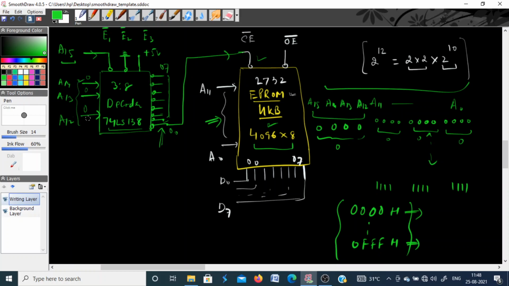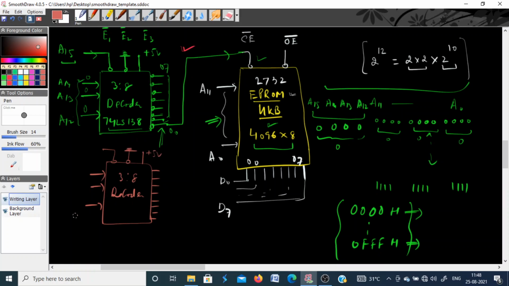This is what we have discussed in memory mapping. The address can be changed by using a different logic circuit for this chip enable. How do you do that? Suppose I use the same decoder, the 3:8 decoder IC with 3 inputs and 8 outputs. We have 3 enable pins: one is active low, this one is also active low, and this one is active high. So this we have connected to 5 volt, and this we have connected to ground.